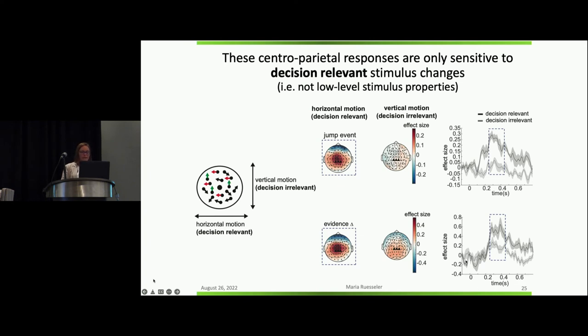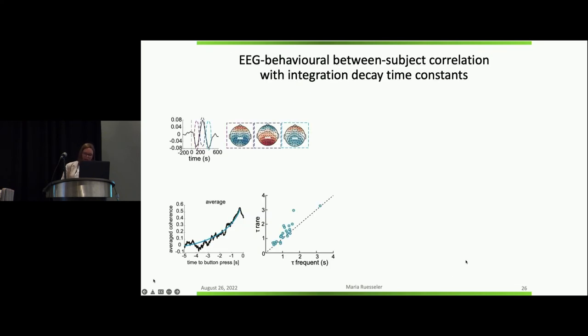And what you can see here on the right is that the response to this decision irrelevant motion is very much blunted in comparison to the horizontal, the decision relevant one. So this makes me quite confident that what I'm seeing here is a decision signal and not low level sensory surprise. So now, one final result.